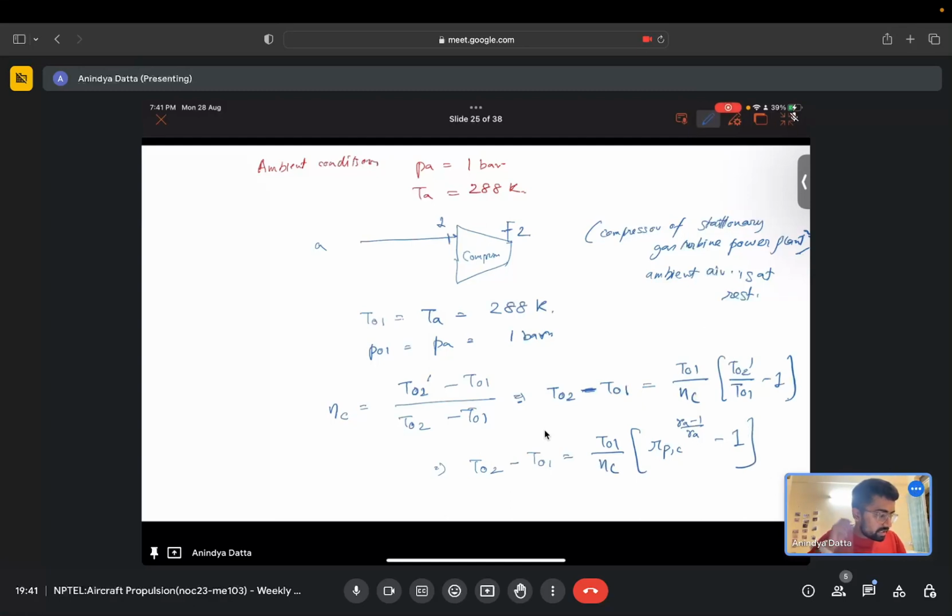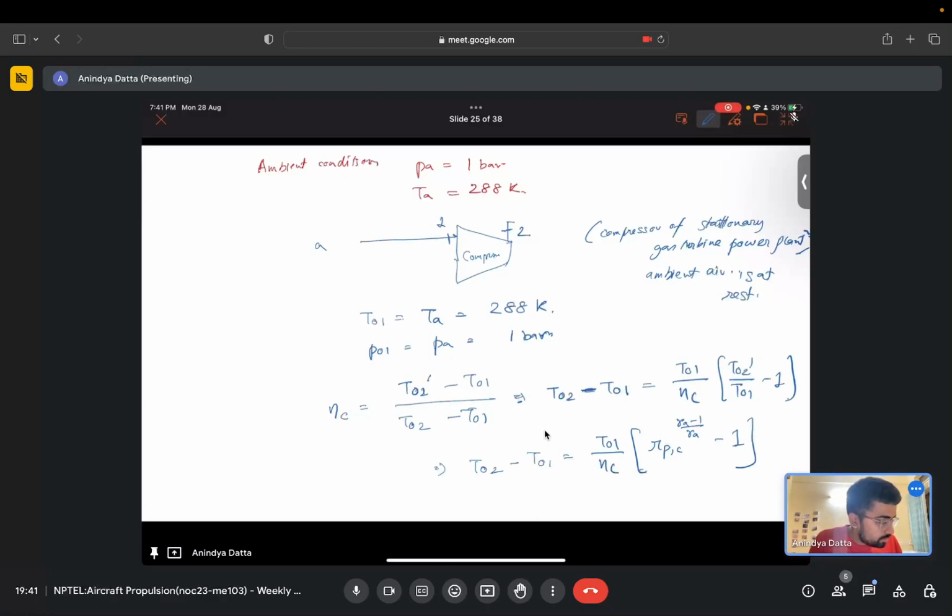Note that here I have added the subscript to gamma because now we are considering the gamma for air. This is clear, right? This is what we generally do to find out the temperature at the end of the compression process.